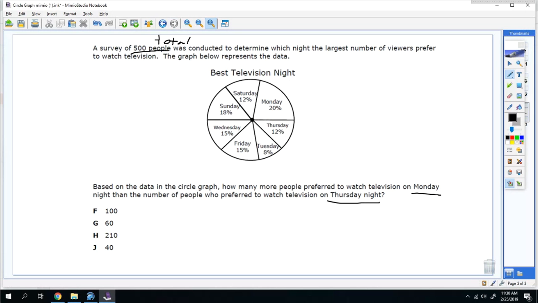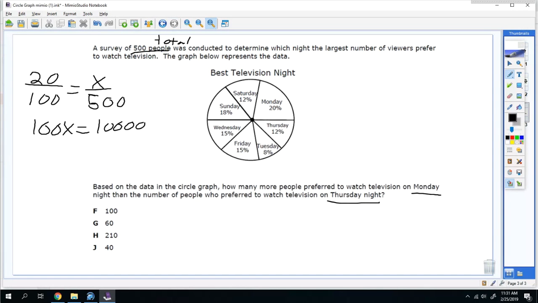So Monday is 20%. So it'd be 20% over 100% is equal to x over 500. So you cross multiply, you get 100x. 20 times 500 is 10,000. Divide by 100. You cross off 2 zeros. You get x equals 100. So 100 people chose Monday.